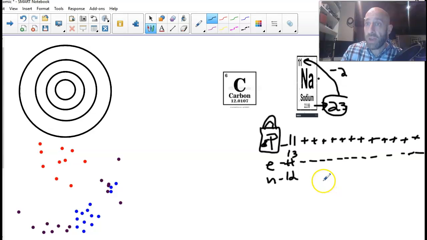Now, do the neutrons get affected? The answer to that question is a big resounding no. The reason why is because neutrons are neutral. They don't have a charge. So this could be a minus or plus 100, and the number of neutrons is not going to change.